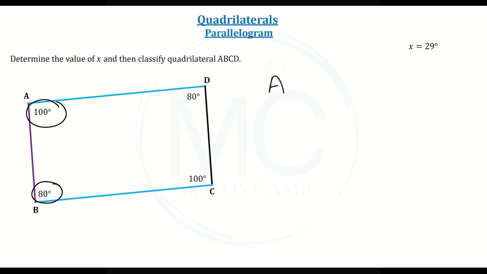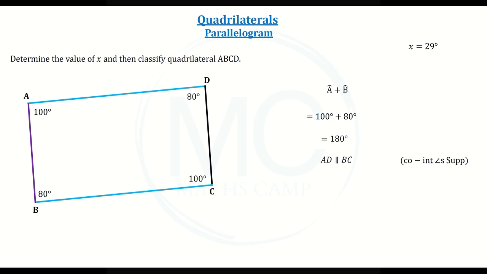Let's add these angles together. So we can say angle A plus angle B is equal to 100 degrees plus 80 degrees, which gives us a total of 180 degrees. These co-interior angles are supplementary, which means that AD must be parallel to BC. And as our reason, we say co-interior angles are supplementary. Now let's make some space. Let's make our diagram black again.